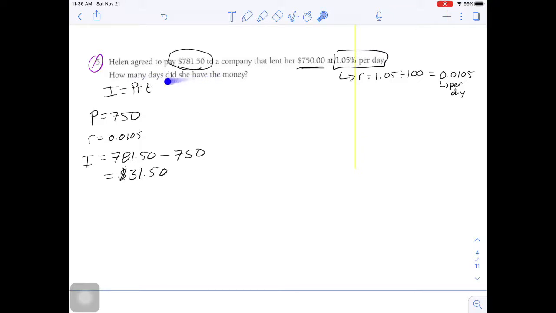How many days did she take to repay? So there's our time. And guess what? We don't have to do anything where we're dividing it by 365 because this is in days. So since our R value is in days, T is going to come out in days. So we can plug this in here. So I is 31.5, P is 750, R is 0.0105, and now we're solving for T.